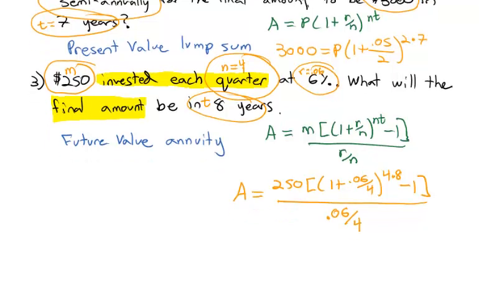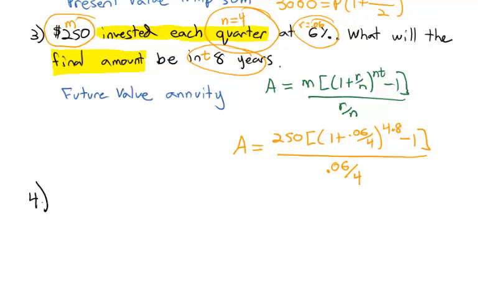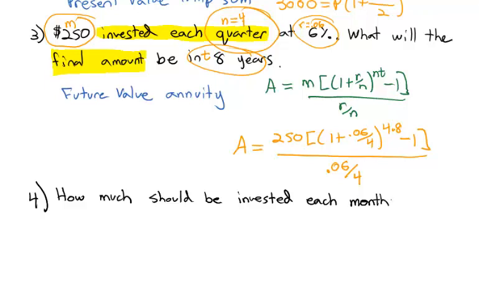Let's take a look at another problem. How much should be invested each month at 10% to accumulate $5,000 in 4 years?